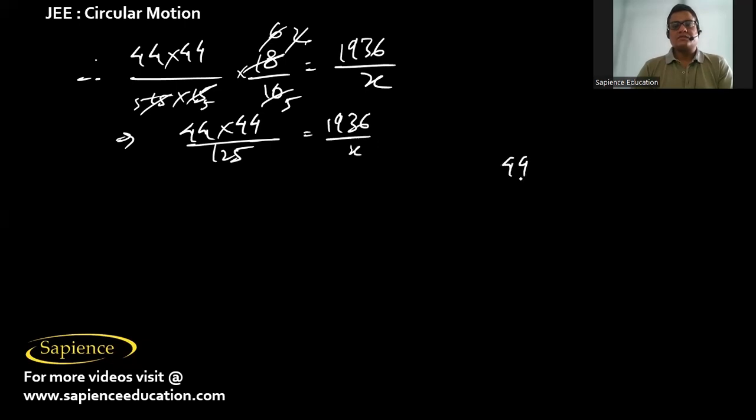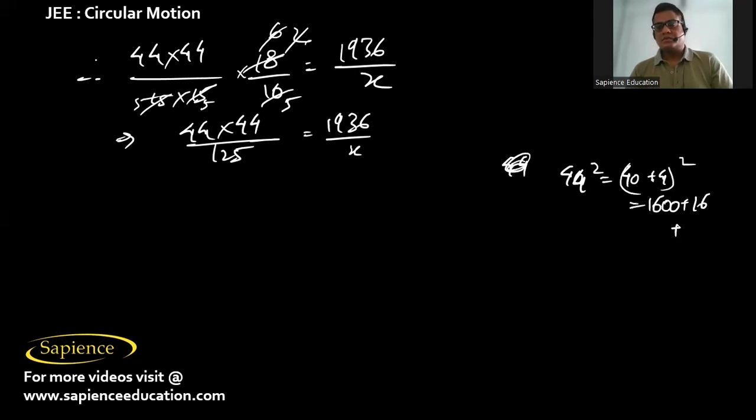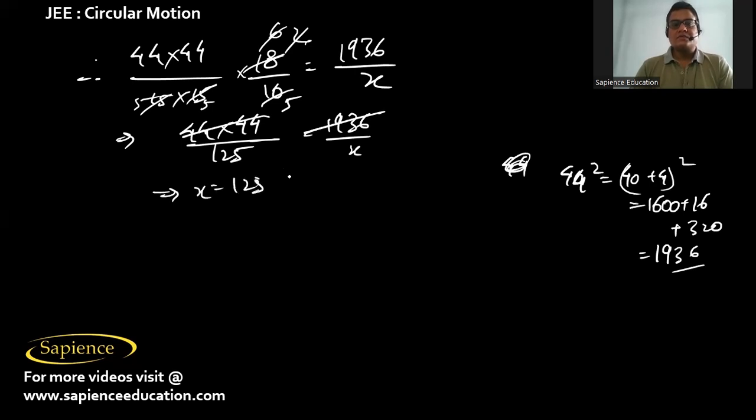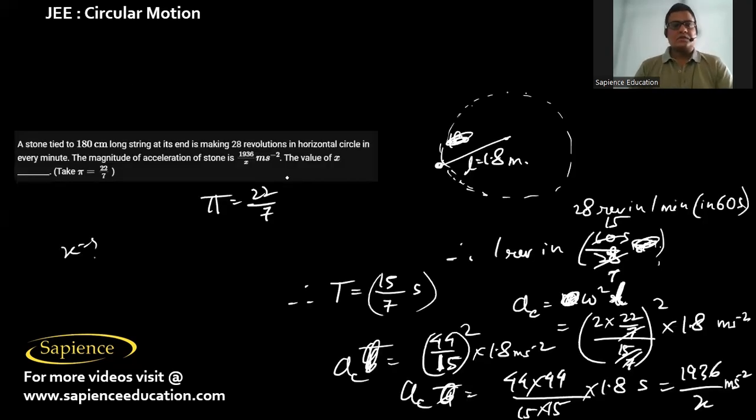Now 44 into 44. So 44 square, that is equal to, I can write 40 plus 4 whole square, that is equal to 1600 plus 16 plus 2ab. 4 into 40 is 160, into 2, that is 320. So this will be 1936. So it is 44 square. So 44 square and 44 square will cancel out. So x will be equal to 125. So the value of x is 125.